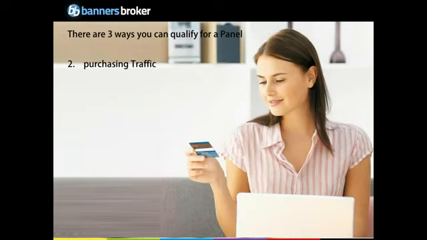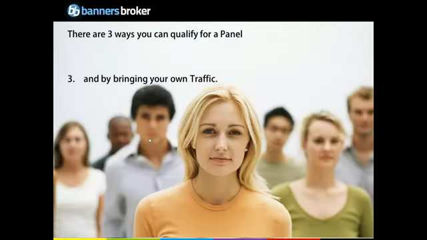The second way is purchasing traffic. This is going to be available in version 2. Purchasing traffic means you can buy traffic from Banners Broker to qualify your panels. The amount of traffic that each panel requires to qualify is going to be a ratio. Traffic packs cost $50 a pack. That doesn't mean it takes 1 traffic pack to qualify just a yellow panel. So you'll be able to break down the ratios to qualify the panels based on the traffic pack. And the third way is by bringing your own traffic.